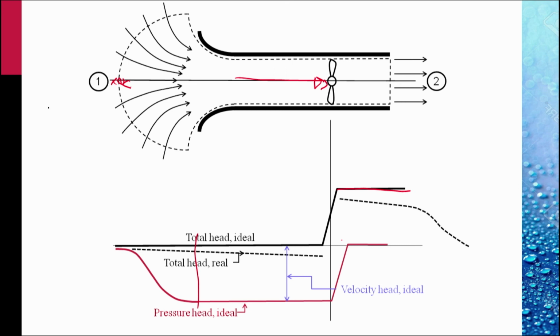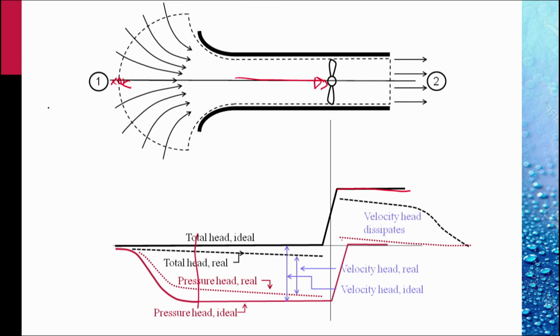This broken line shows the decrease in total head. The pressure would also decrease constantly along this, and so the real pressure head would be this broken red line, and the real velocity head is this.